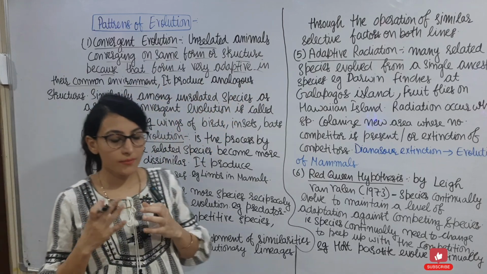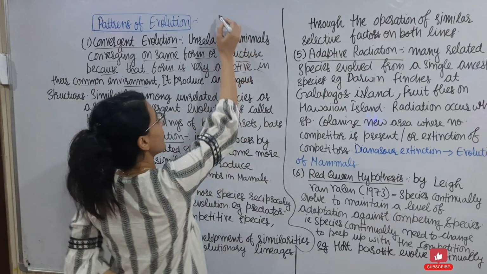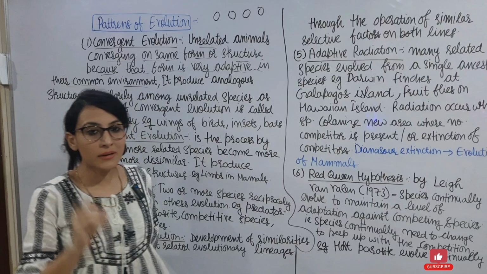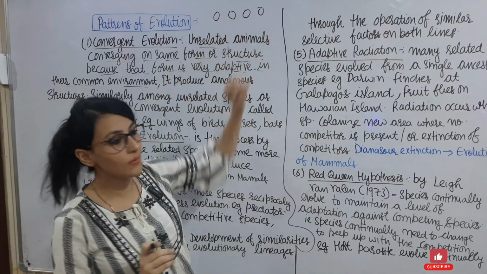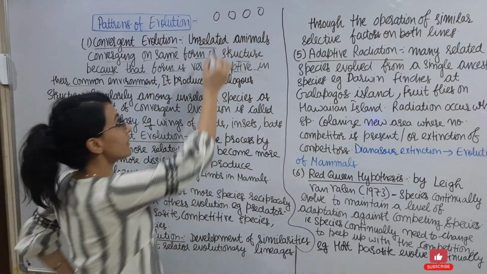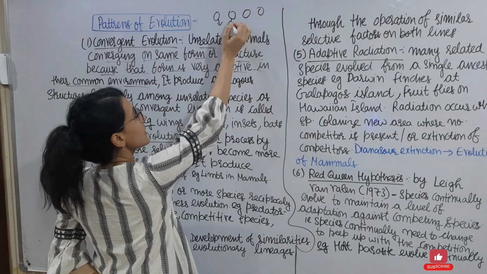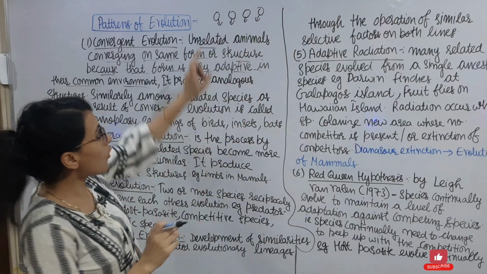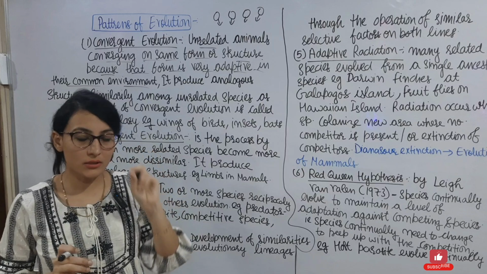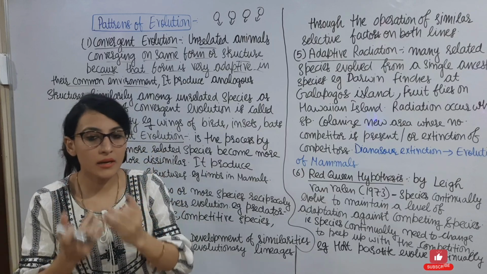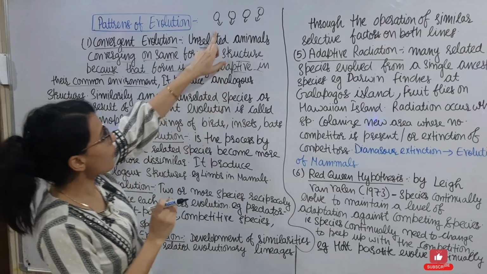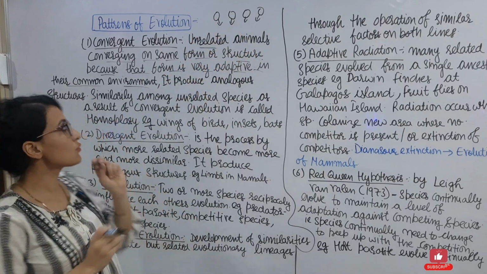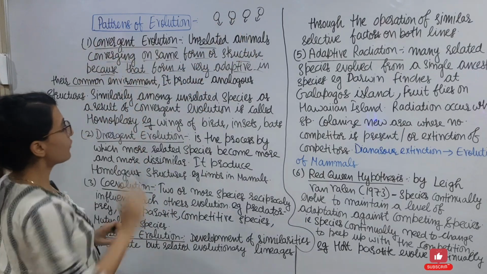What is the meaning of this? For example, there are different animals. These animals are totally unrelated, but they are living in a common environment. So their characteristic features, or we can say some of their organs, evolve in such a way that the organs look similar and perform similar functions because they want to adapt to this common environment. So this is called convergent evolution.